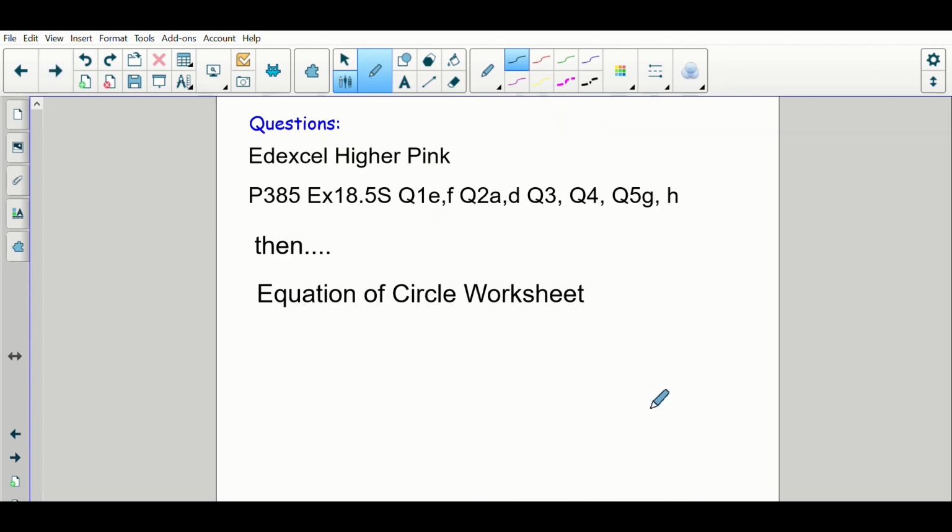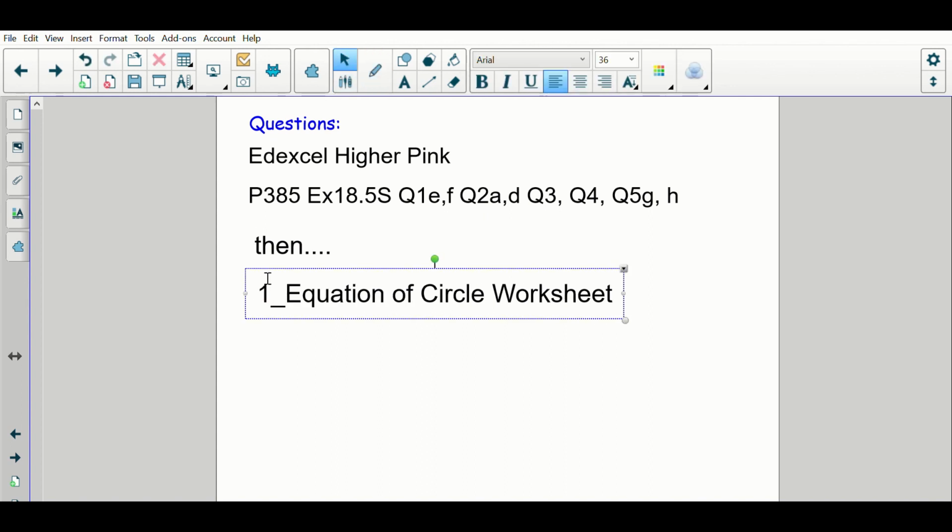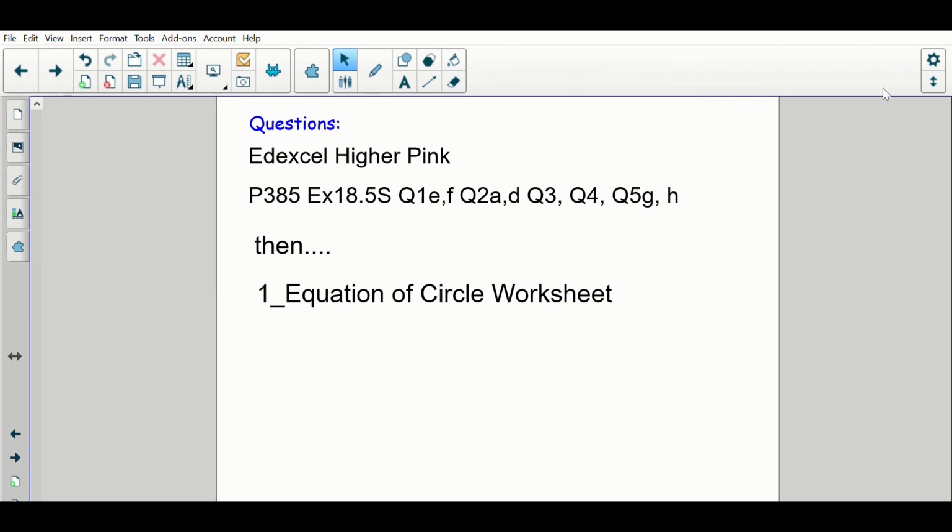Okay, these are the questions I'd like you to have a go at. So you want your pink Edexcel higher textbook, page 385, have a go at these questions, and then you'll find the equation of a circle worksheet in files on Teams. Actually, it's got a 1 underscore, and you can have a go at those questions there.